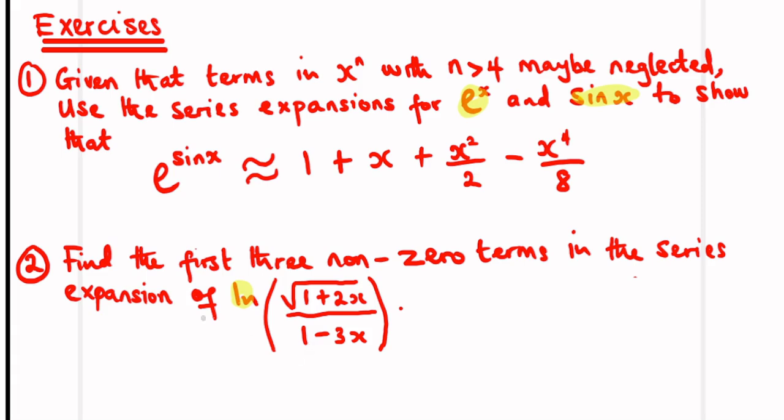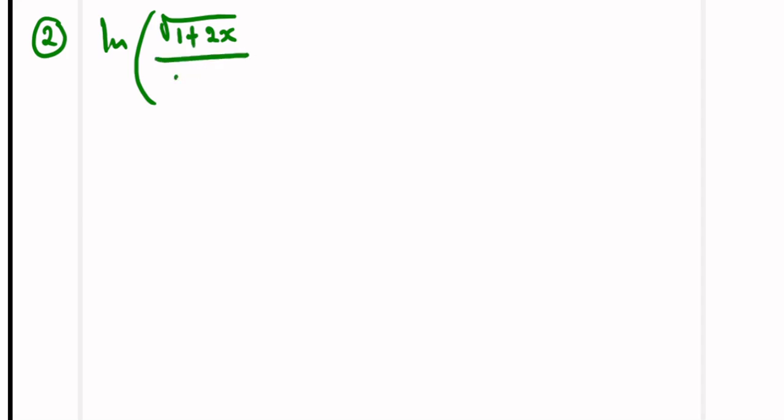So for number 2, it says find the first 3 non-zero terms in the series expansion of natural log of root 1 plus 2x over 1 minus 3x. So we are looking for the first 3 non-zero terms. Let's take note of that instruction. So number 2, we have the natural log of root 1 plus 2x over 1 minus 3x. This is the question given in number 2, and we are asked to find the first 3 non-zero terms.